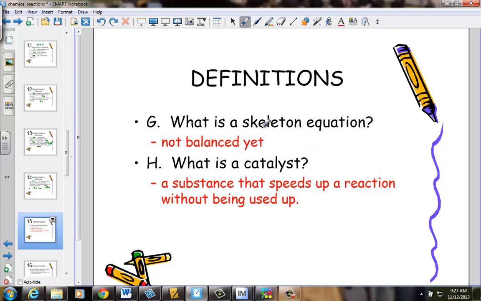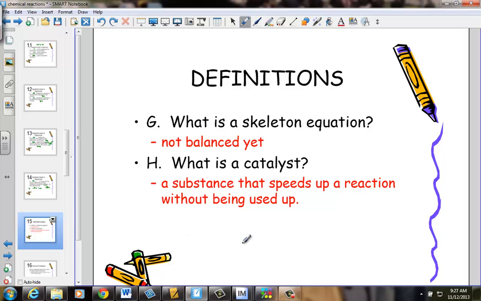We know that a skeleton equation is one that is not yet balanced. All the reactants are correctly placed. All the products are correctly placed. We have just yet to practice with the balancing part, adding the coefficients that obey the law of conservation of mass.